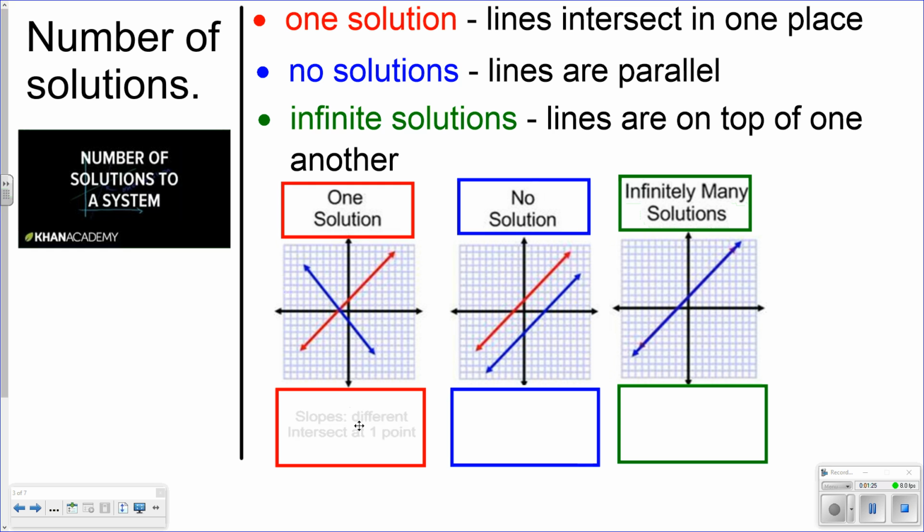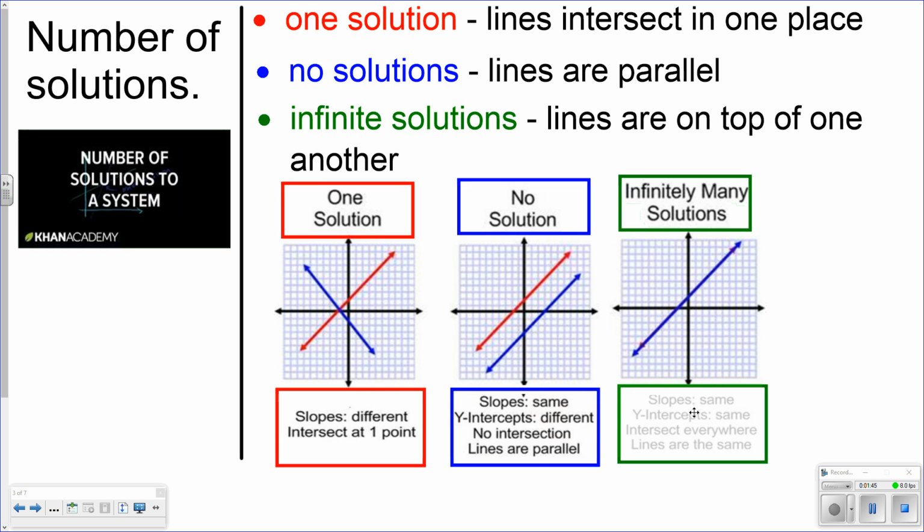So when we have one solution, your slopes are different. Many times one is positive and one is negative, and they intersect at one point. When we have no solution, the slopes are the same, but the y-intercept is different because there's no intersection. The lines are parallel. And for an infinite number of solutions, they have the same slope, they have the same intercept, and they intersect everywhere.